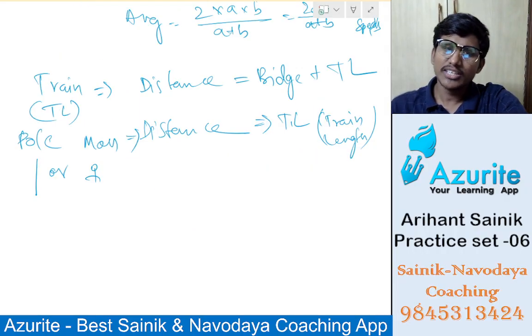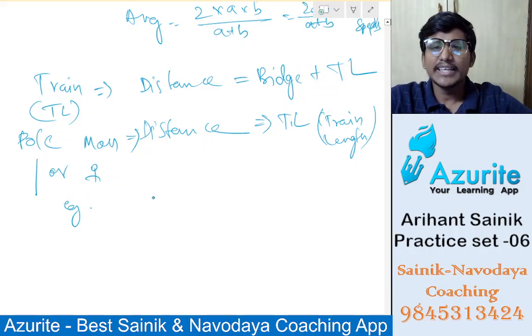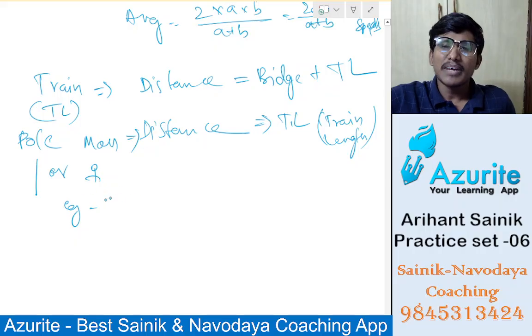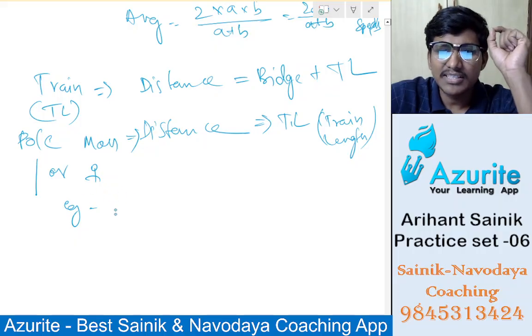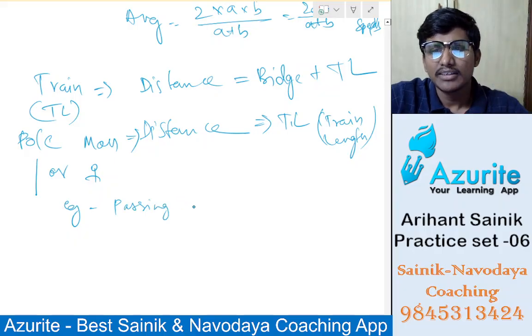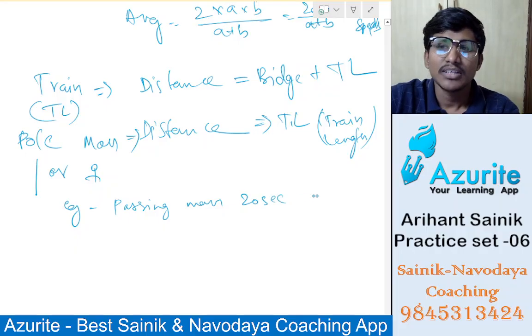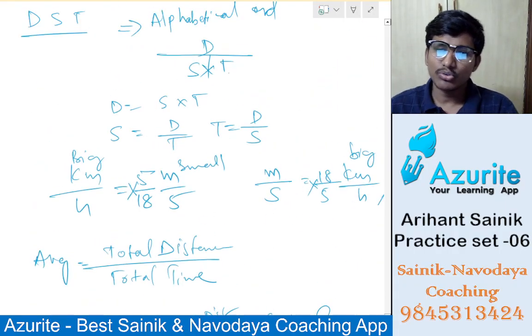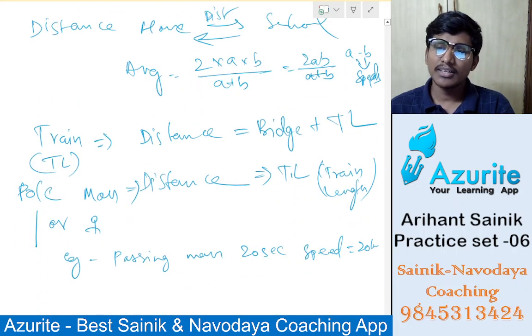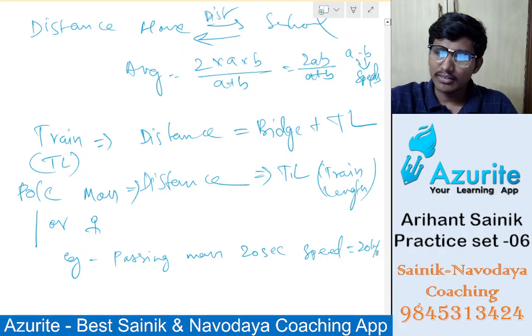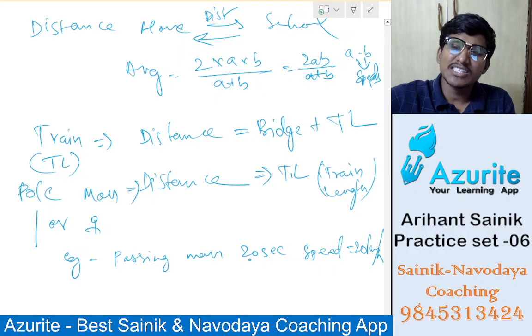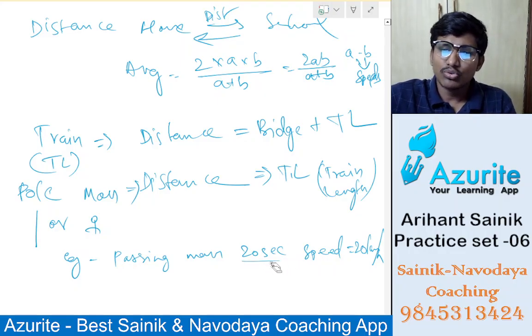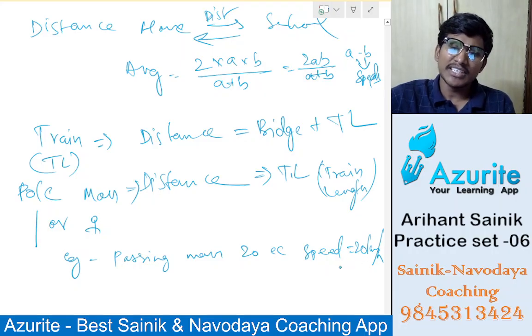Students, take an example. There is one train passing a man in 20 seconds, and the speed is 20 kilometer per hour. So 20 kilometer per hour, we have to convert into meter per second, because the time is in seconds. How many meter per second is 20 kilometer per hour?